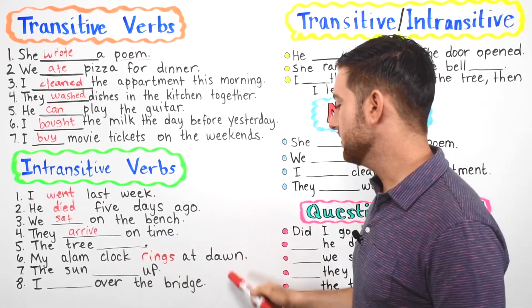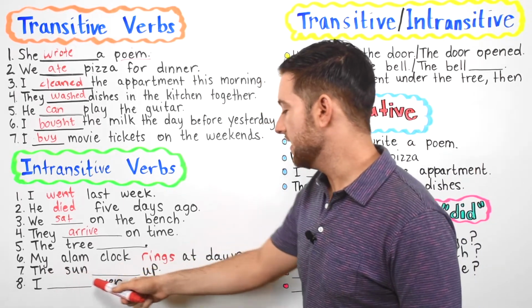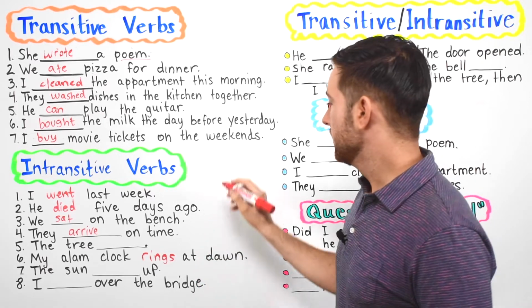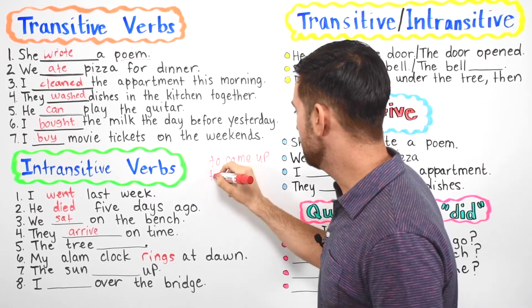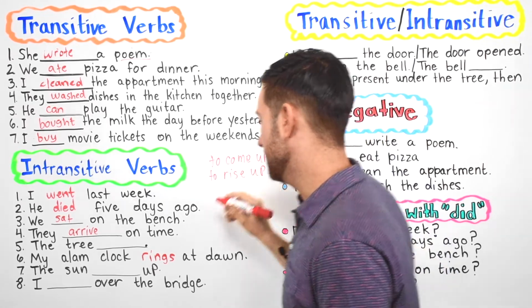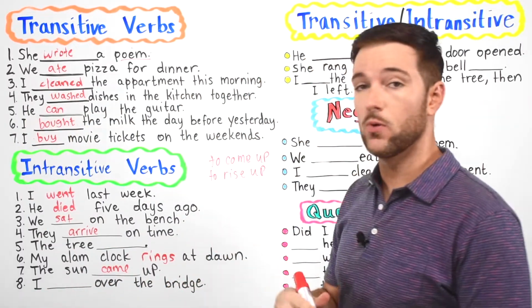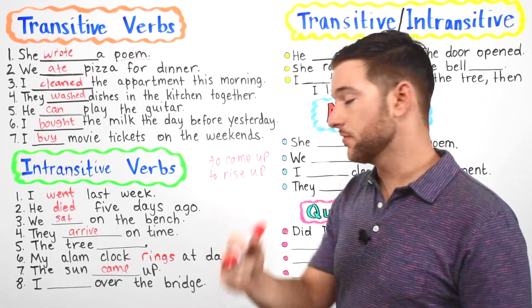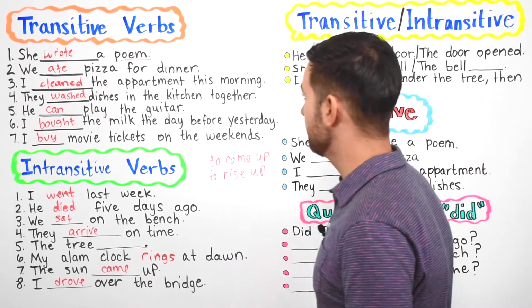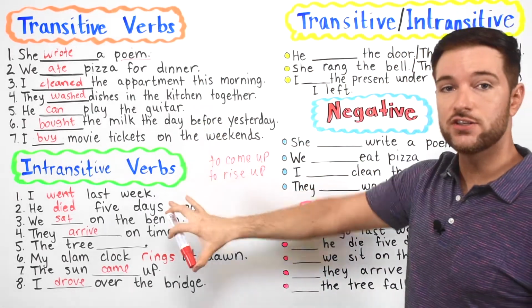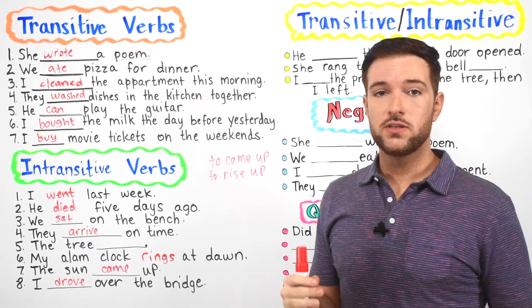Number 6, my alarm clock rings at dawn. Rings is like when it goes beep, beep, beep, and you wake up in the morning. Number 7, the sun blank up. For the sun, we could say to come up, or you could say to rise up. The sun came up. Then number 8, I blank over the bridge. You could say I walked over the bridge with your legs. You could say I drove over the bridge with a car. And we'll say that. I drove over the bridge. So these are transitive verbs and these are intransitive verbs. As you can see in these examples, they do not require an object and the verb can be used all by itself.